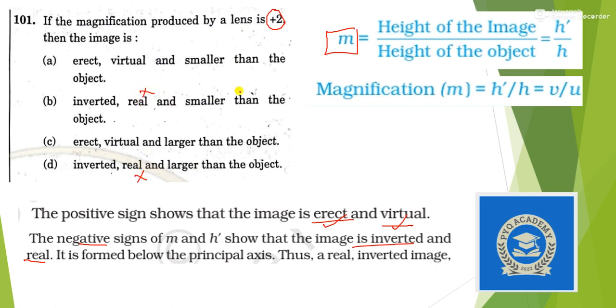Now whether it is smaller or larger, you know that if h dash is more, then only it will come to plus 2. Suppose the height of object is 2 centimeter and height of image is 4 centimeters, then only it will come true. That means the height of image is double the height of object, that means it is larger. So answer is option C.